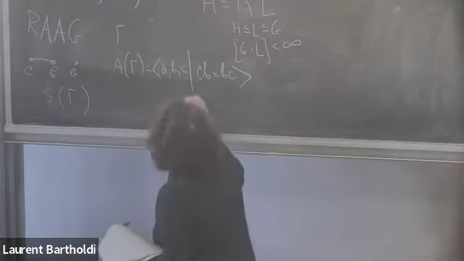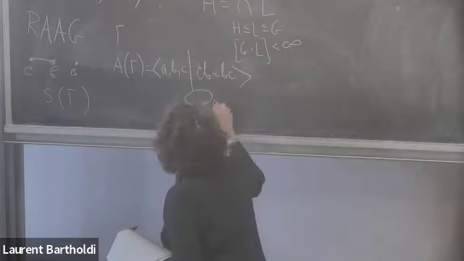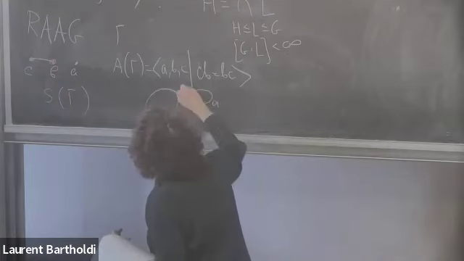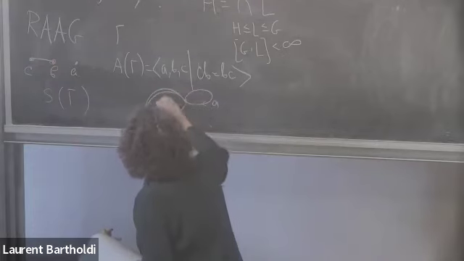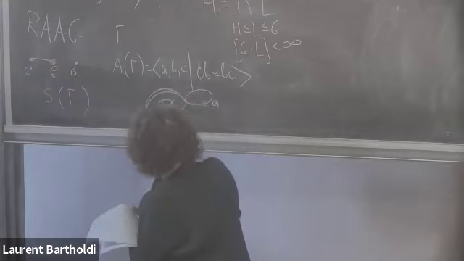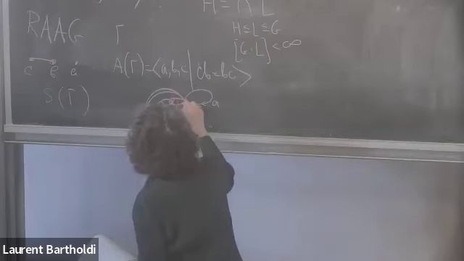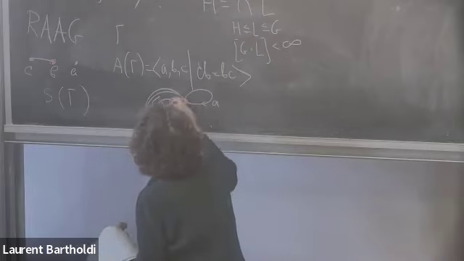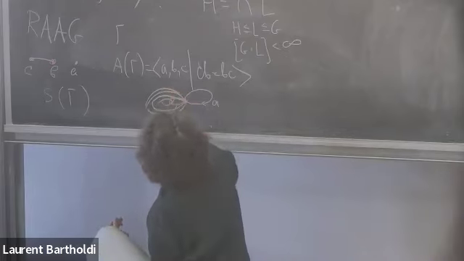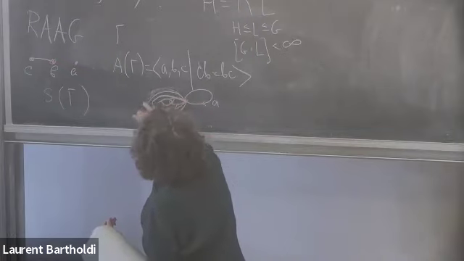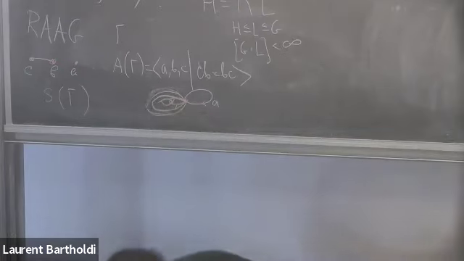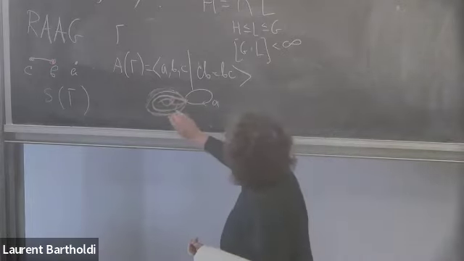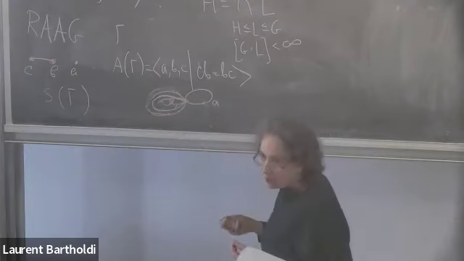So, for example, for this group, we have one loop for A, and then we have a torus for B and C. The fundamental group of such a complex has exactly the relation that C commutes with B and nothing else.